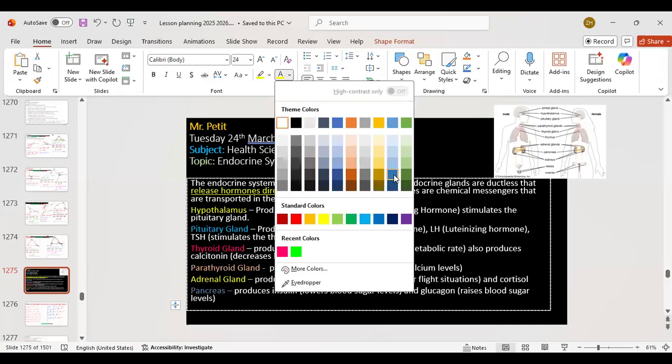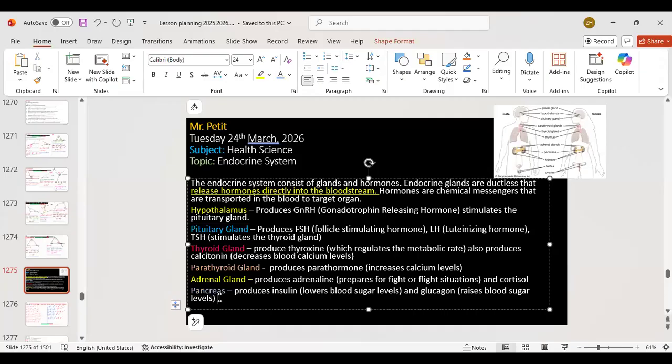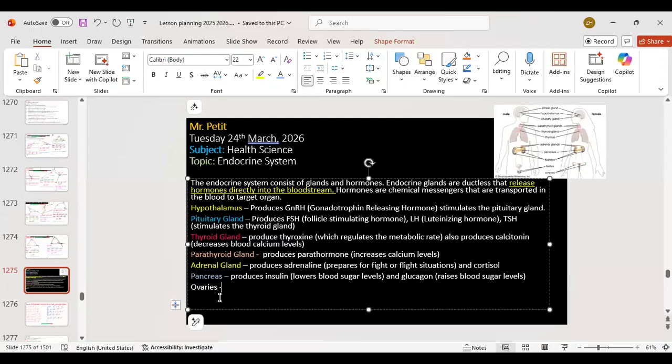And then we have, what else? The ovaries. The ovaries produce estrogen. And estrogen controls female secondary sexual characteristics. Basically, the things that cause a girl to turn into a woman.